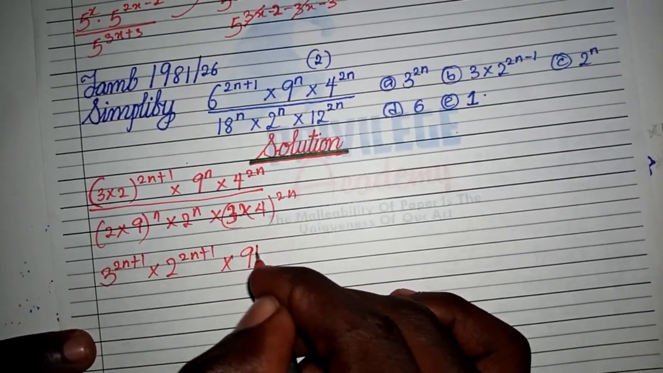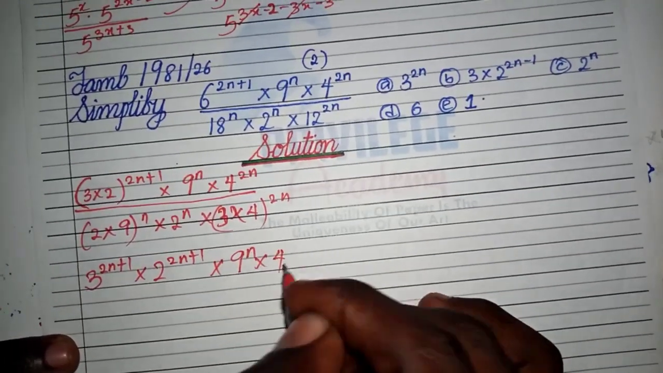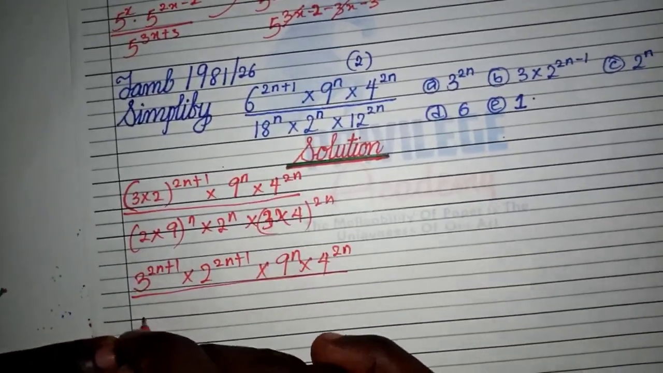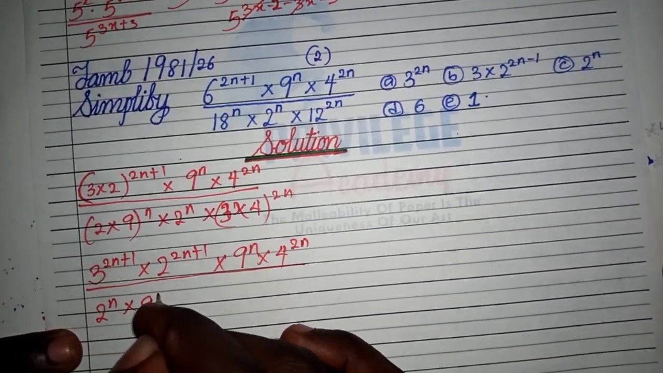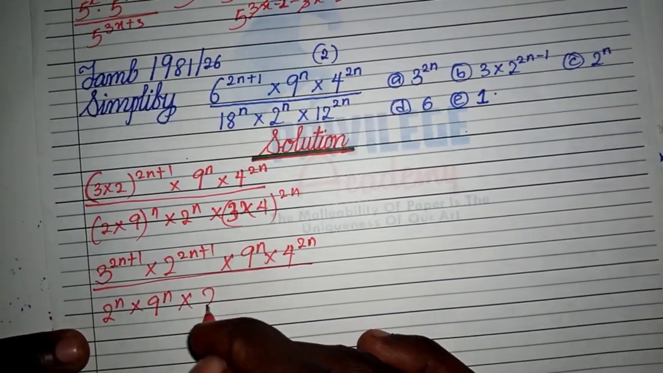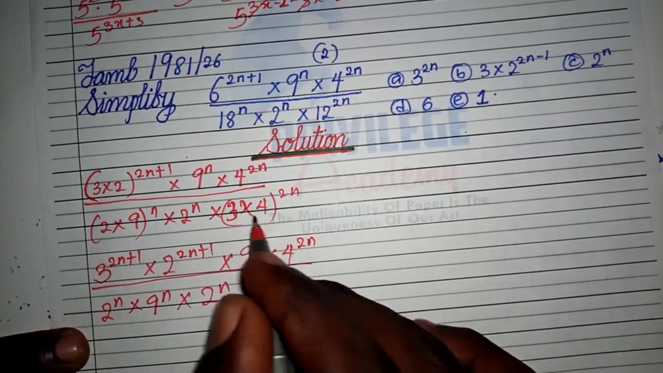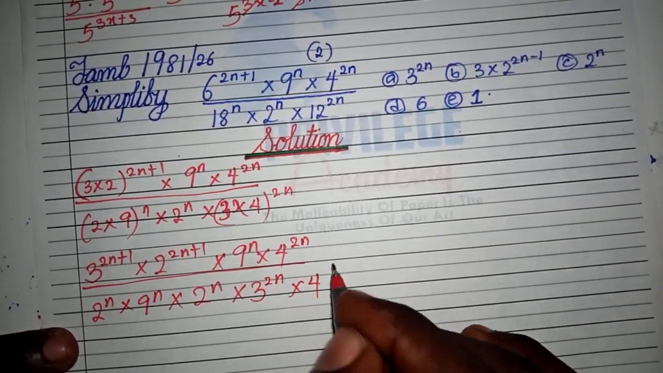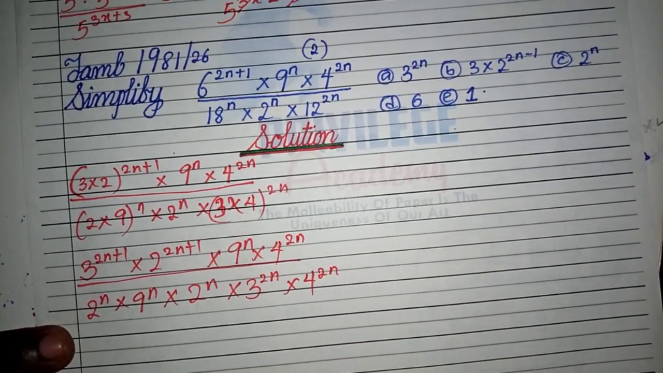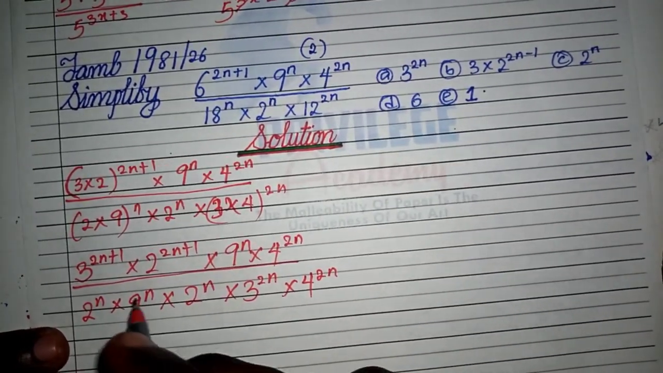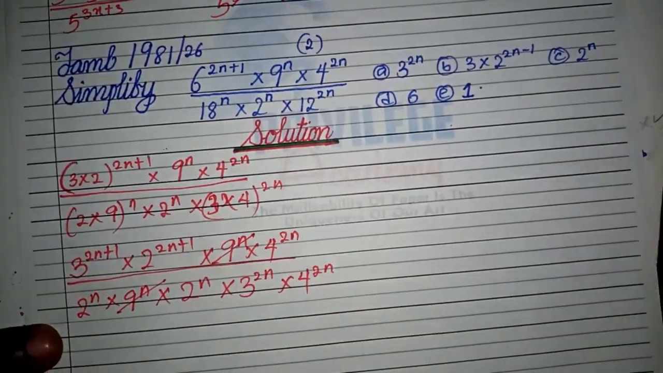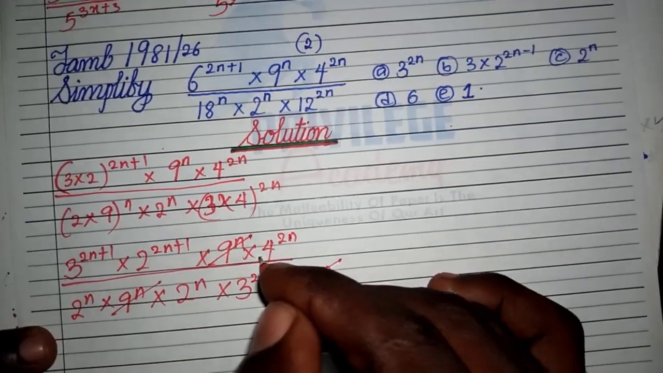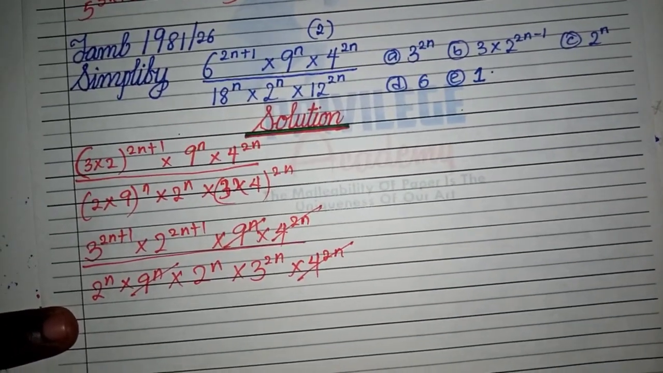So this will be 9 to the power of n times 4 to the power of 2n divided by 2 to the power of n times 9 to the power of n times 2 to the power of n times 3 to the power of 2n times 4 to the power of 2n. So 9 to the power of n will cancel each other. 4 to the power of 2n would cancel each other.